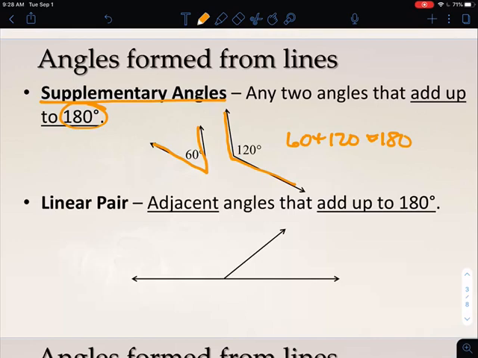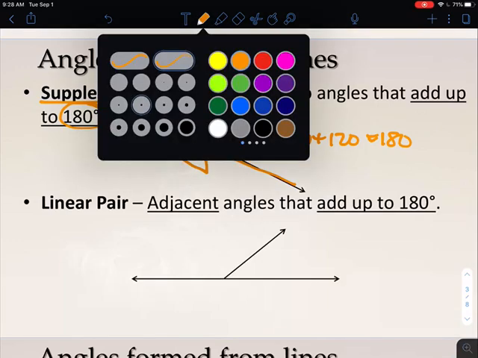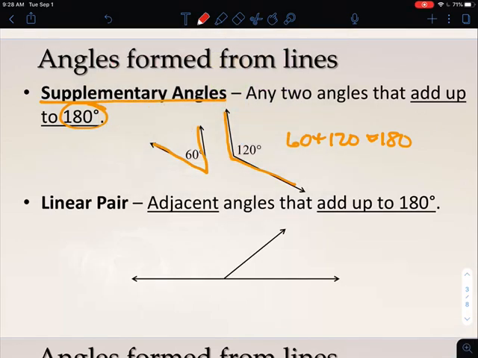Now, if I were to take those two angles and put them together, so if I were to make them adjacent, which is what happens in this next scenario here, a linear pair is when we have supplementary angles that are adjacent. So that's why we highlighted these two portions right here. They're adjacent angles that add up to 180.